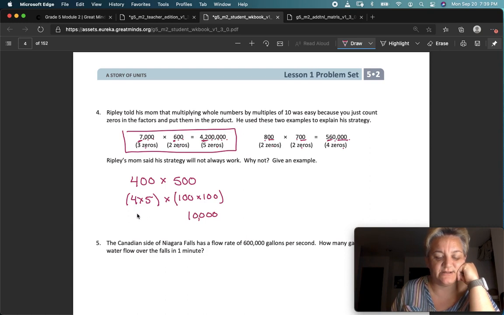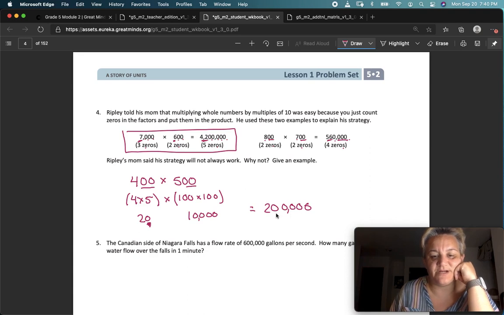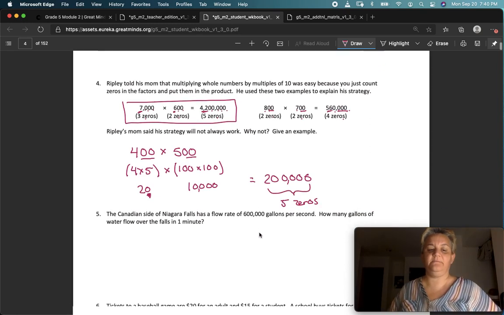But over here, 4 times 5 is 20. So we have to remember that 0 there. So we're going to get 20 is the answer times 1, 2, 3, 4. Well, that gives us 200,000. But we started with 2 and 2, right? Which should equal 4. But over here we have 5 zeros, right? So you do have to be careful, okay?